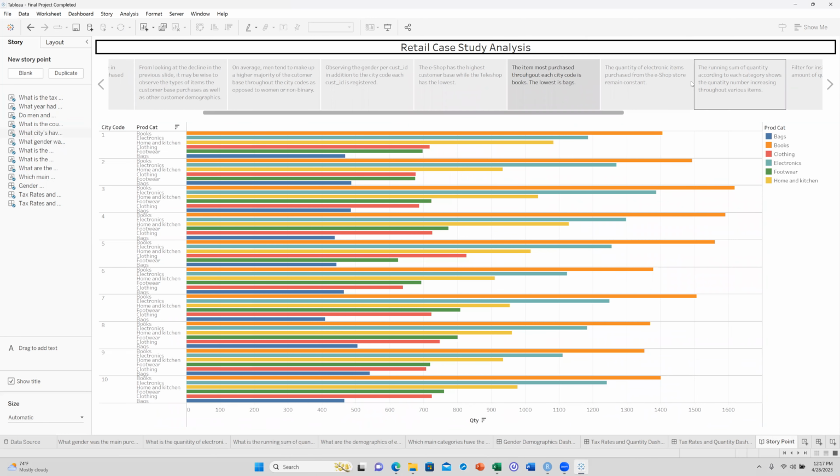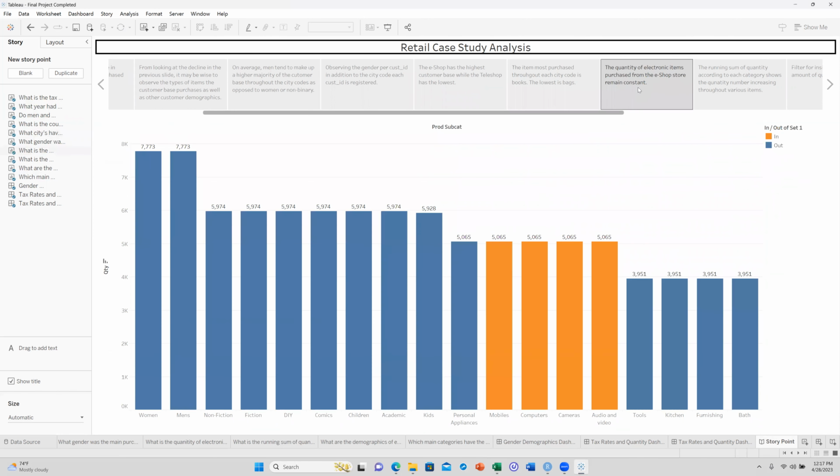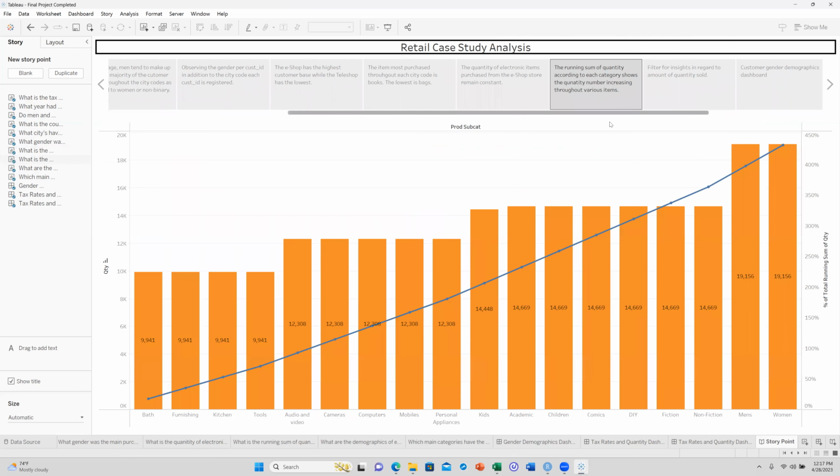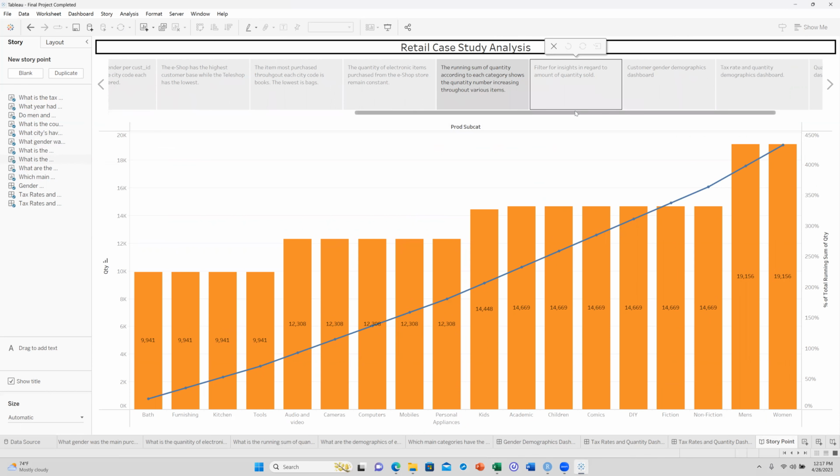The lowest is bags. This one is also cool. Maybe you want to increase bag sales within city code 1. Let's go ahead and push bags a lot more than we're pushing books, because books obviously tend to do pretty well for themselves. The quantity of electronic items purchased from the eShop store remains constant. The running sum of quantity according to each category shows the quantity number increasing throughout various items.